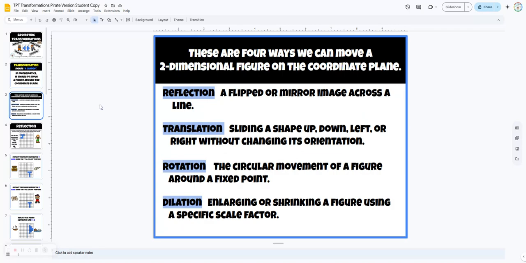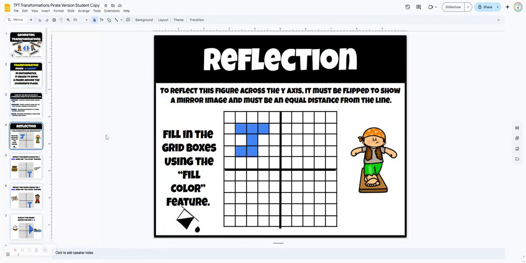Slide 3 has the definition of the 4 different transformations we're going to see in this lesson. And students can refer back to slide 3 if they need to, and they will on the very last slide. They will need to drag and drop these terms into sentence frames. So we're going to start with reflection.